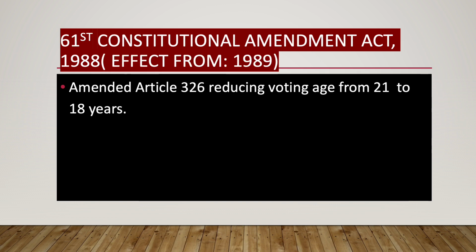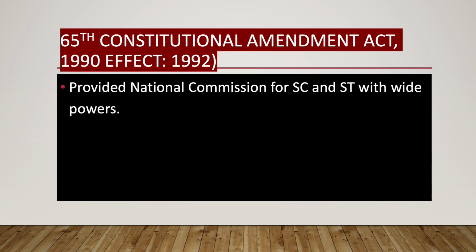61st Constitutional Amendment Act of 1988. It came into effect in 1989. It amended Article 326, reducing voting age from 21 to 18 years. 65th Constitutional Amendment Act of 1990. It came into effect in 1992. It provided National Commission for Scheduled Caste and Scheduled Tribe with wide powers.